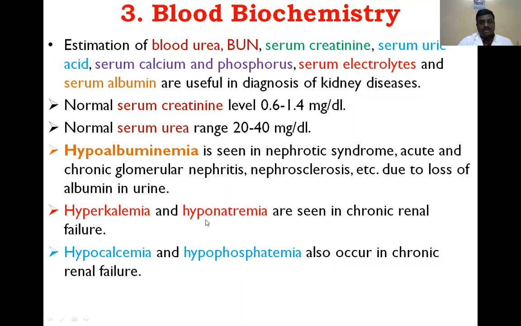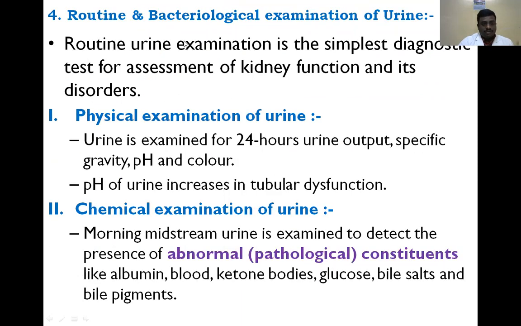So this is about the blood profile. Next is routine or bacteriological examination of urine. For physical examination of the urine, we already discussed specific gravity, urinary output, and color. Abnormal color may mean bile salts, bile pigments, or blood. The pH of the urine increases in tubular dysfunction; whenever tubular dysfunction takes place, the pH of the urine also increases.